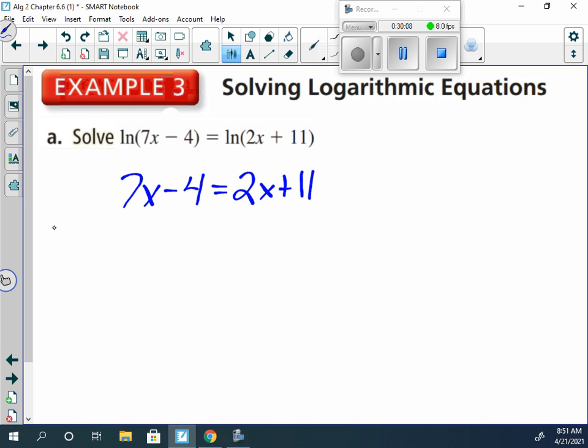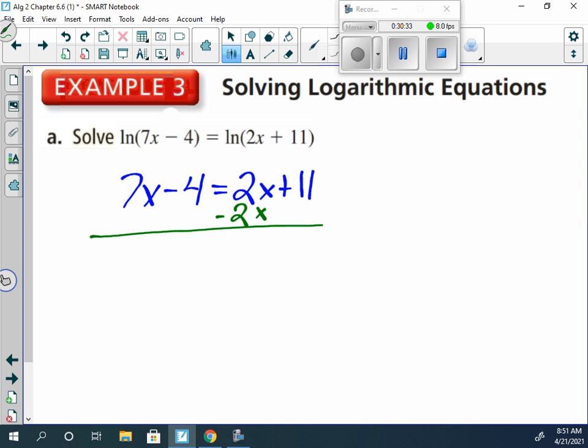Now for this one here, since we see that we have the natural log on both sides, we don't have to put it e to the ln of 7x minus 4 and e to the ln of 2x plus 11. We can just set them equal to each other. We don't have to do that process. I showed that to you to kind of see and prove that this property does work. So we can go on and solve.